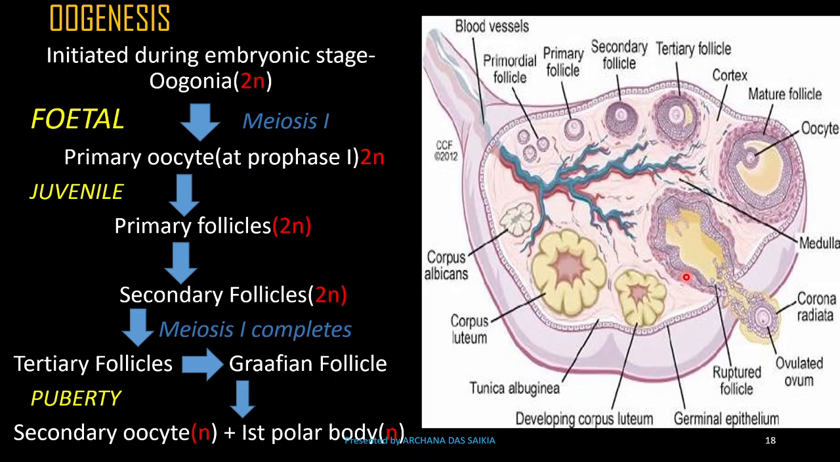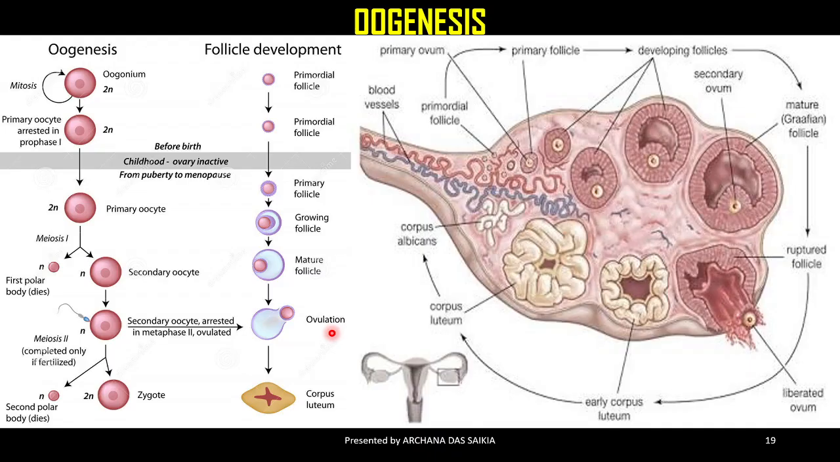Whatever remains back gets converted to a yellowish structure which we call corpus luteum. It will start releasing progesterone after that. So this is the basic sequence of oogenesis.